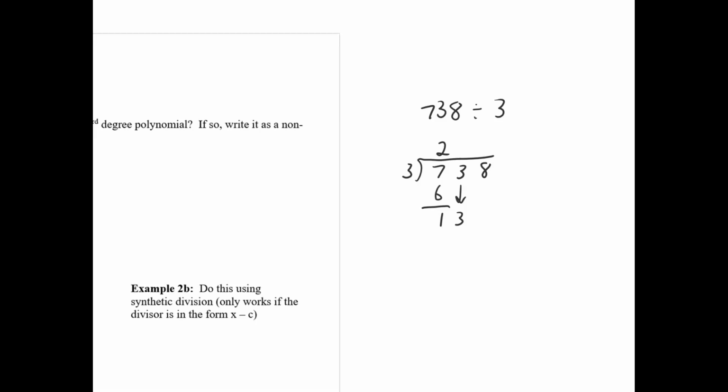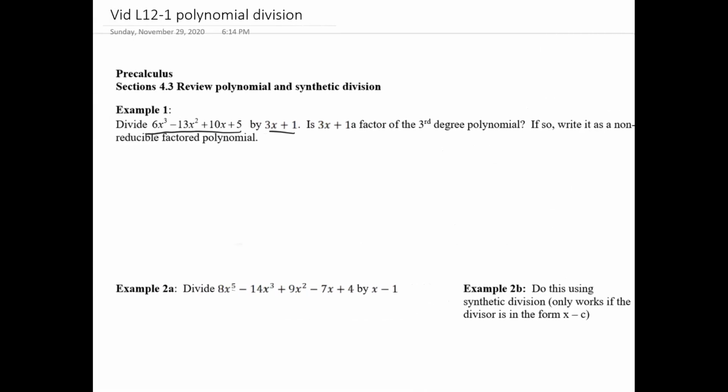We ask ourselves, how many times does 3 go into 13 now? And this time we'd say, well, it's 4. 3 times 4 is 12, and so we subtract again. It's always subtraction here. I just want you to remember that. Then we carry down the 8, and we ask one more time. 3 goes into 18 6 times. And because it goes in exactly 6 times, there's a remainder of 0. And because there's a remainder of 0, we say that 3 is a factor of 738. If there was a remainder anything other than 0, then we'd say 3 does not go in evenly, therefore 3 is not a factor. Alright, so the same thing happens when we're dividing polynomials.